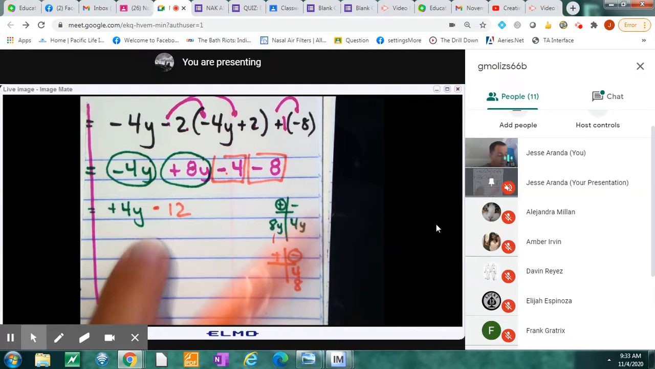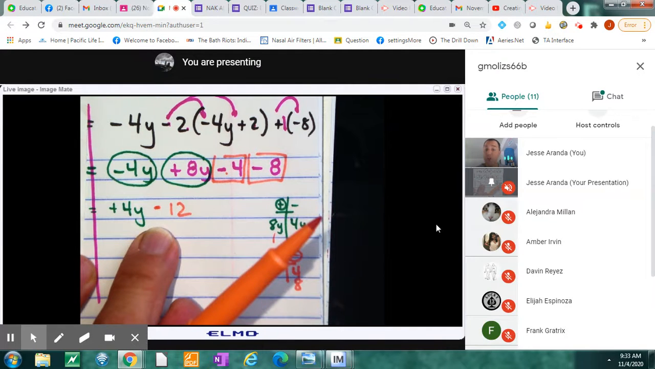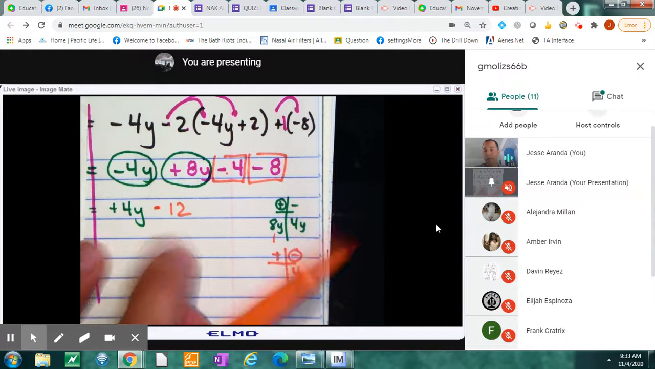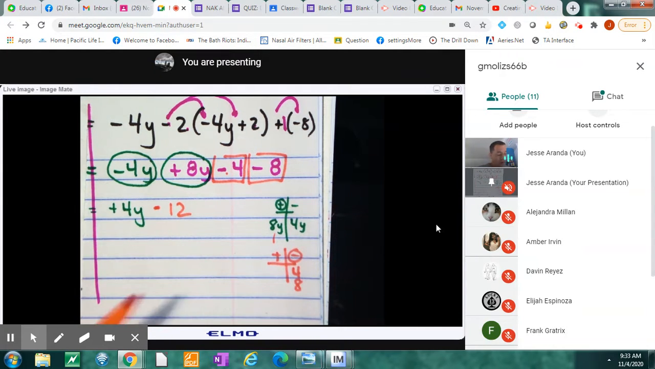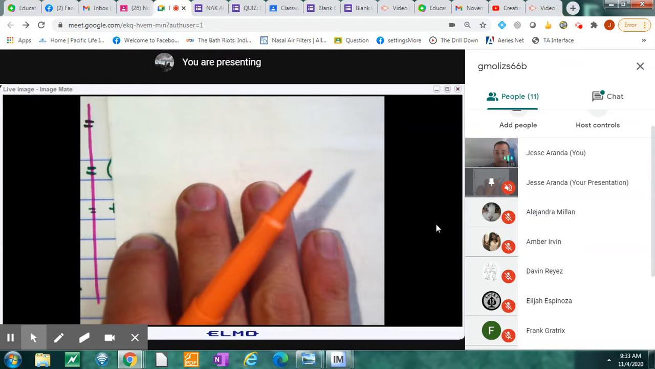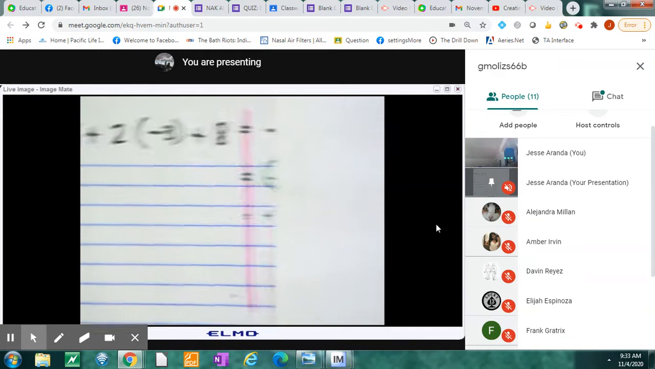Now, can I combine these two? No, no, no, no, no, no. Some kids do, but don't, because that doesn't have a y, or they're both not numbers. Now I go to the left side. Okay. So now I'm going to go to this side.